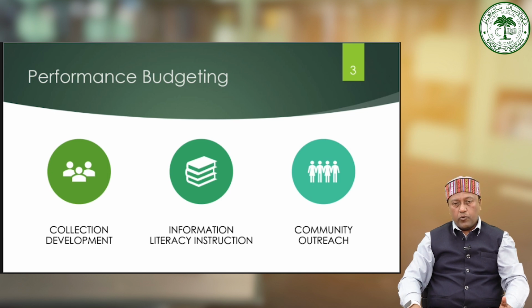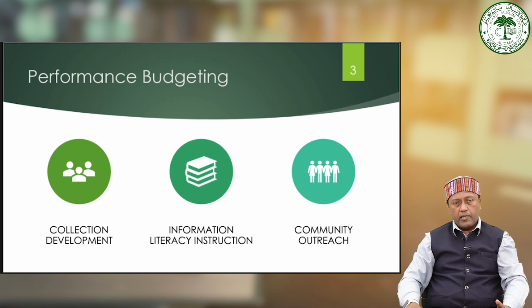For example, third, you can see the community outreach. The budget is determined by the number of community events organized and the level of community engagement achieved. So this is how performance budgeting is very strictly calculated on the basis of man-hours, how many people are needed for executing certain programs, and accordingly the budget is calculated, and then only it is allocated to the libraries.